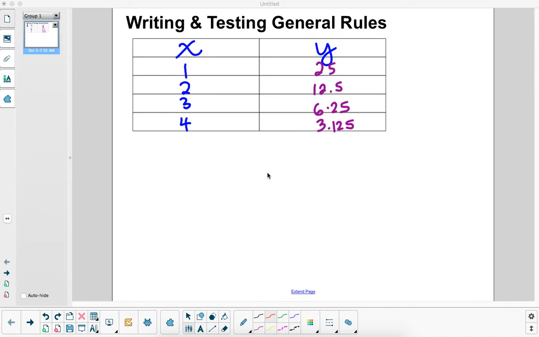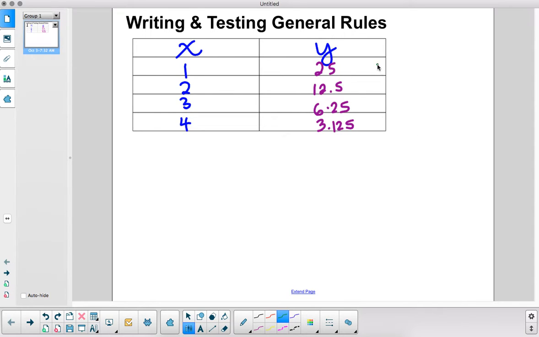What we're going to do is write and test our general rules. So if I've got this table, these values for x and these values for y, we just learned about exponential functions and how to write general rules for exponential functions. So let's take a look at this. Let's see what's happening here.